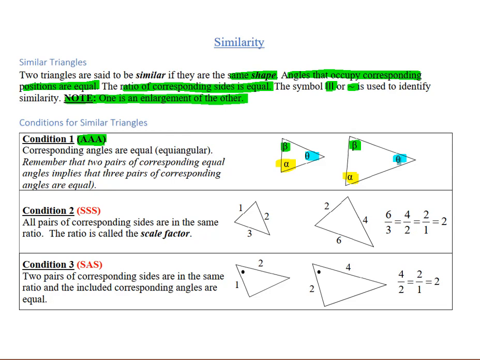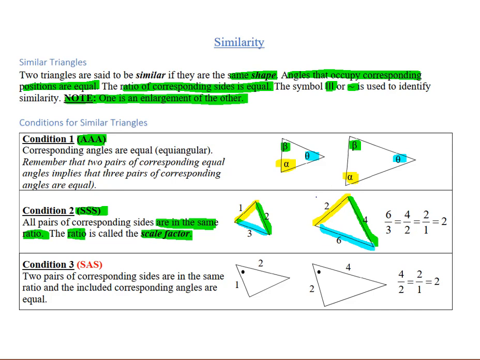Now, our second condition is side, side, side, and in this case, all our sides are in the same ratio. So they're in the same ratio, and the ratio is called our scale factor. If we look at the corresponding sides of these two triangles, this side and that side, and then this side and that side, and then finally these two sides. It doesn't matter which way you put the ratios as long as they correspond.